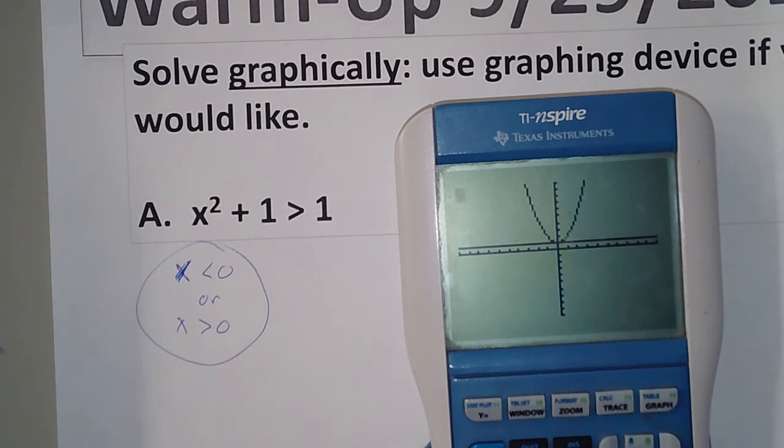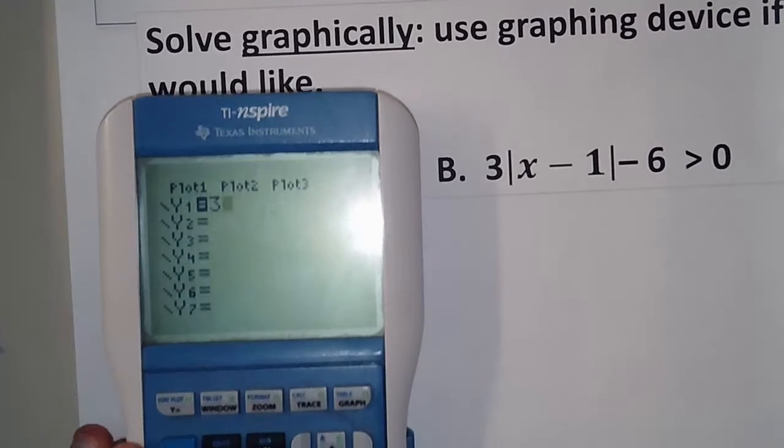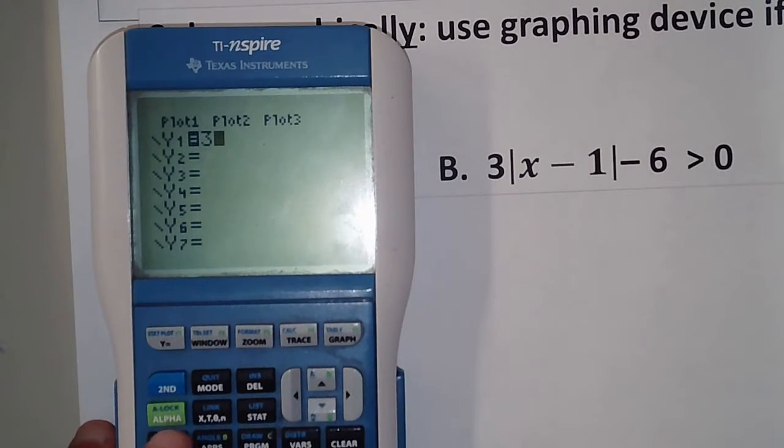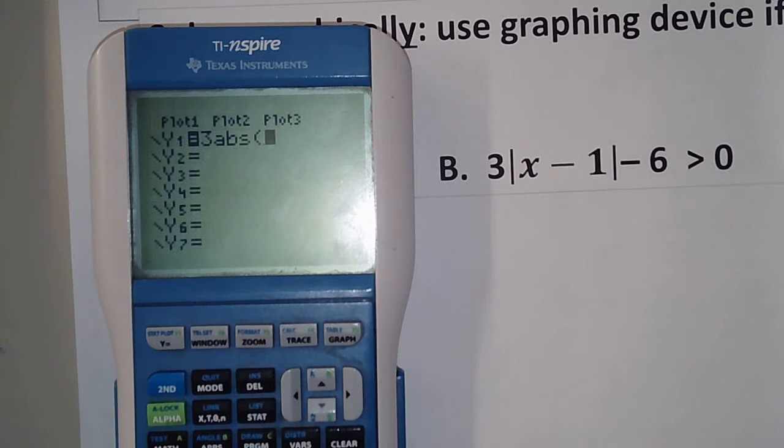All right, so same process with the other problem. Let's take a look at that one. We go back and put in our new equations. On the graphing calculator, remember absolute values are in the math menu. You press math, go to the right, and it's your first option right there. So 3 absolute value, x minus 1, and then a minus 6.